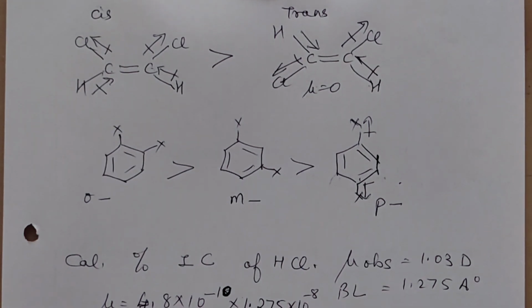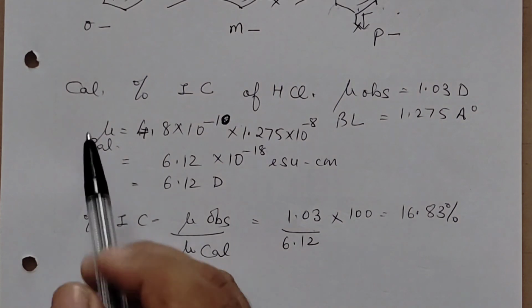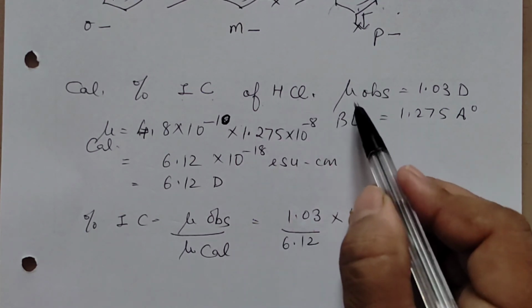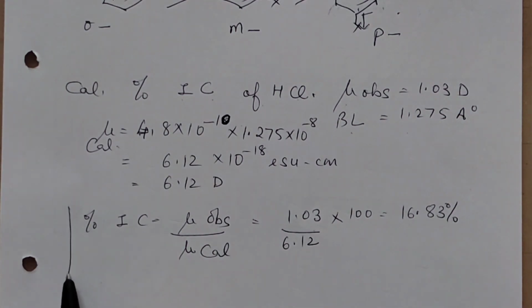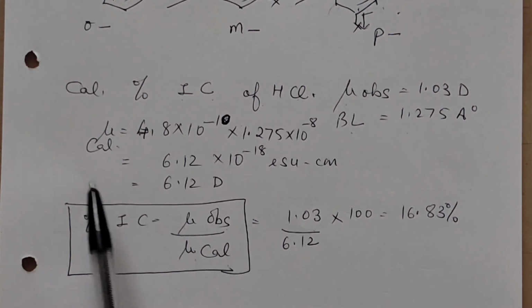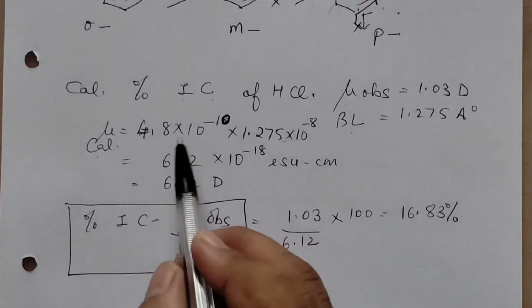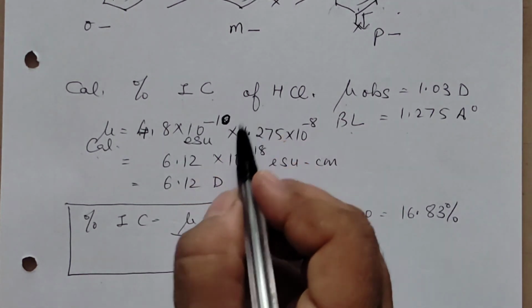Okay. Now, just to save time, I have solved one numerical also, because sometimes it can be asked. Suppose you are asked to calculate the percentage ionic character of HCl if the observed dipole moment is given and the bond length is given. Now there is a formula, please note it down. The percentage ionic character is mu observed, which is given, divided by mu calculated, into 100. Mu calculated is charge into distance. The charge we take in ESU is 4.8 into 10 to the power minus 10 ESU.